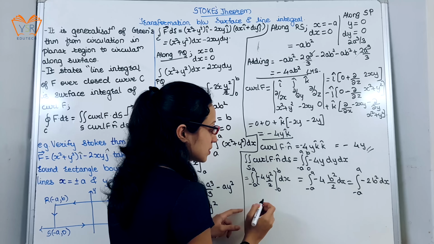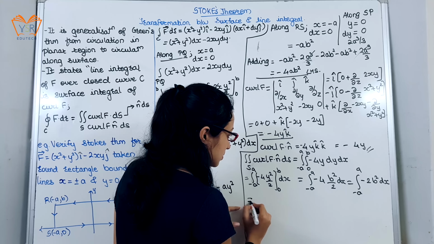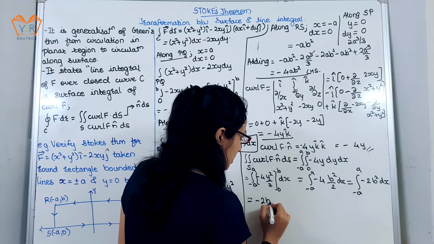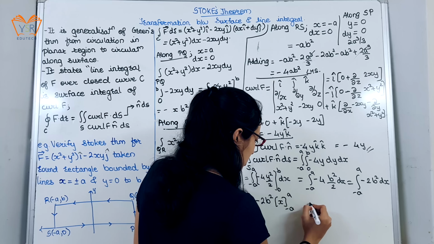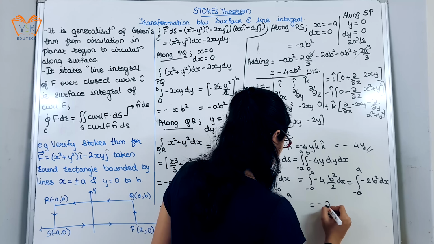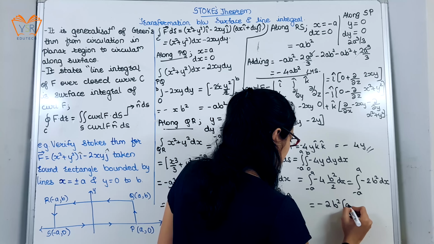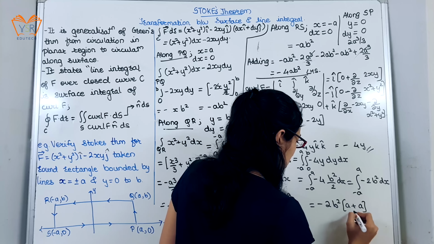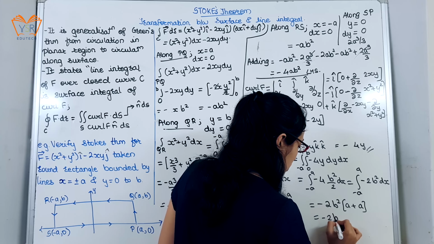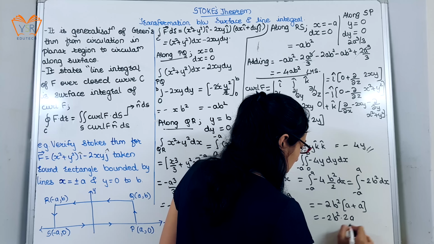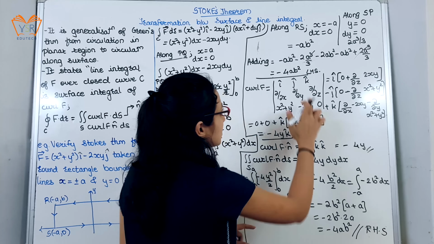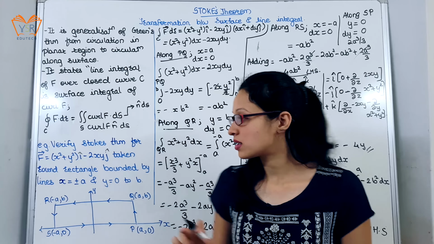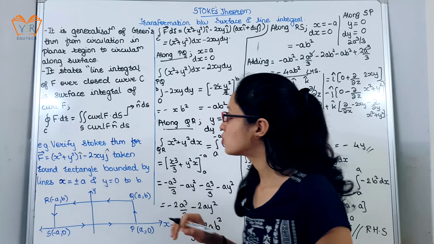Now integrate it with respect to x. Minus 2b square x from minus a to a. Here we get minus 2b square. Substitute the limits plus a. So this is minus 2b square into 2a, minus 4ab square. This is the value of RHS. Check it with the LHS. Both the values are the same. Thus we have verified Stokes theorem.